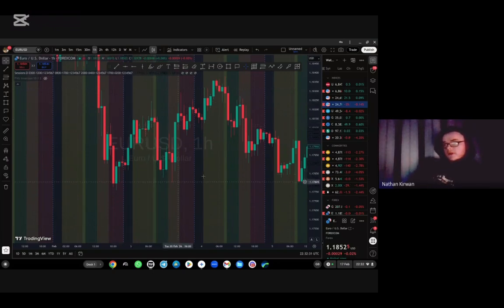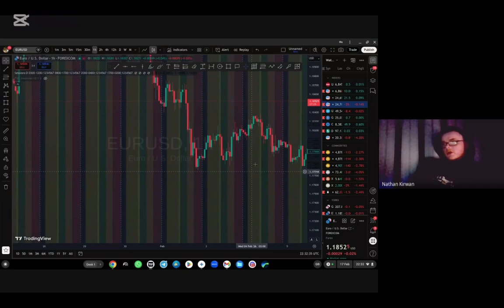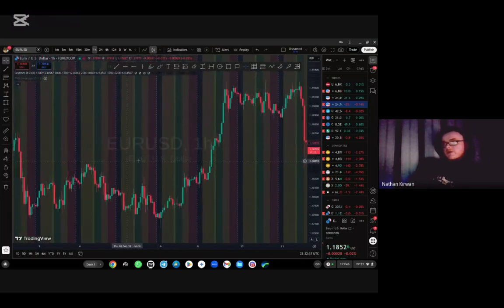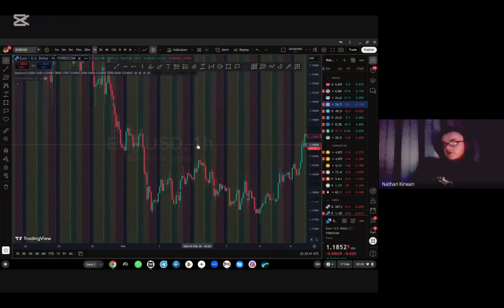I want to find an order block. There's an order block there. I'd like to find the clear one though for a better example. Here we go.